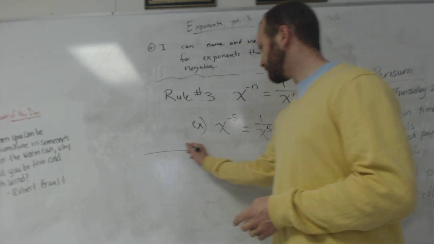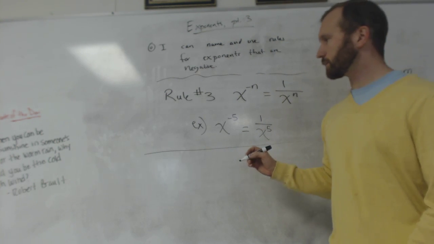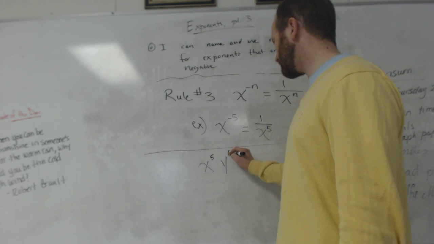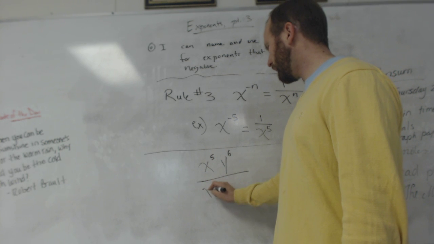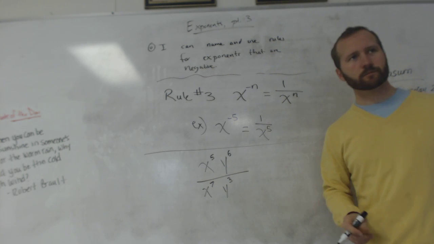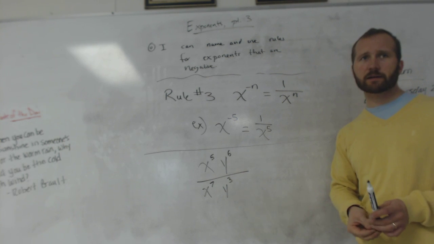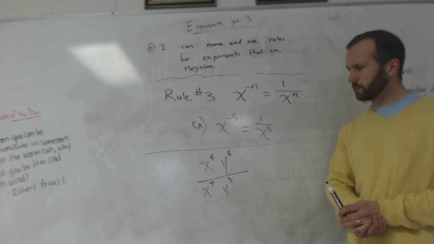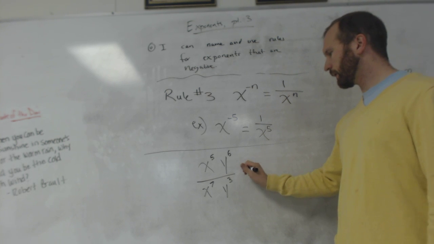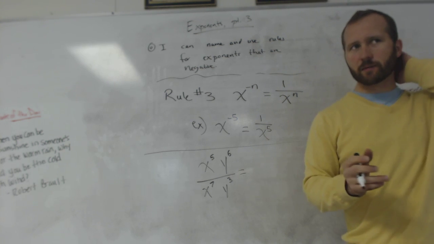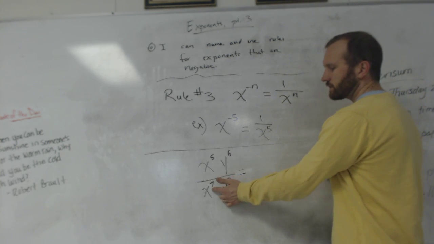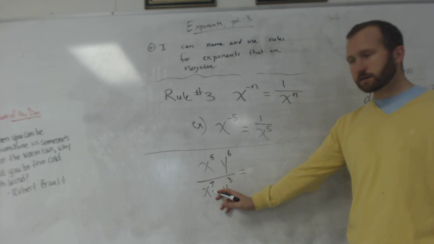Where we're going to see this is in more complicated problems. You'll see something like this: x to the 5th times y to the 6th over x to the 7th and y to the 3rd. And they'll say, simplify this. We have x's in the top, x's in the bottom, y's in the top, y's in the bottom. Well, the easiest way to think about this at first, and I'm sure you're going to see a shortcut later, is to think, oh, this is really x to the negative 7. That's why it's in the bottom.